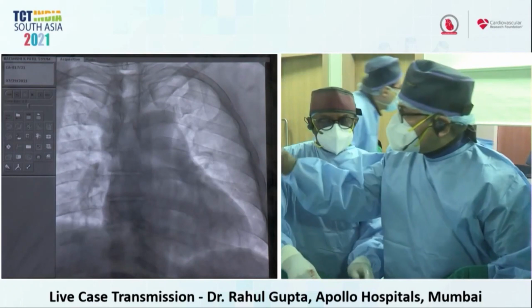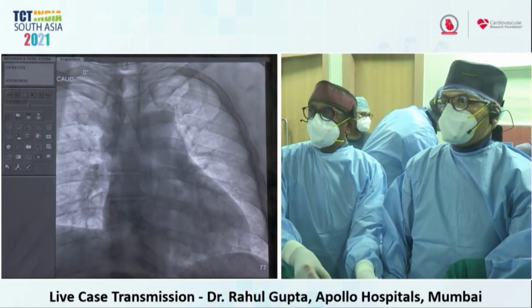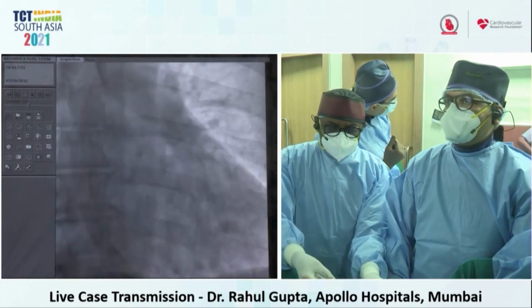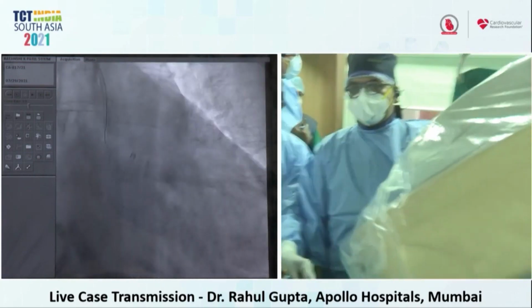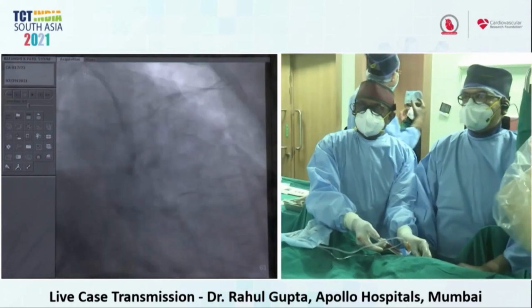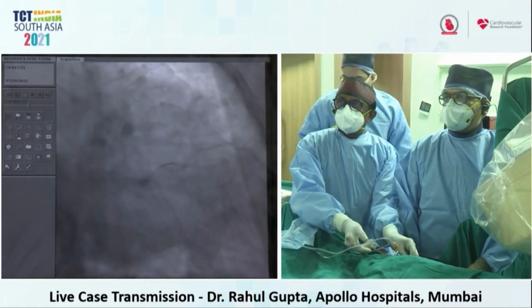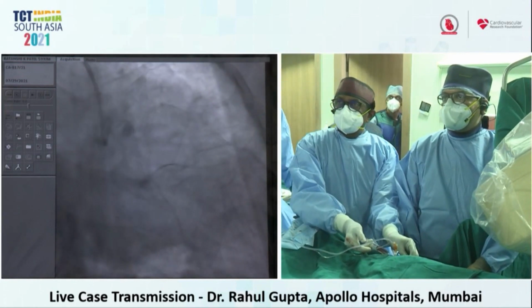So from that point of view, it is better to use the wire that we have been used to. In some situations where you think it's difficult to push it, then you can choose a 0.021 wire. But most of the time, to enter the radial artery, it's much easier to use the wire that we are used to in so many cases.